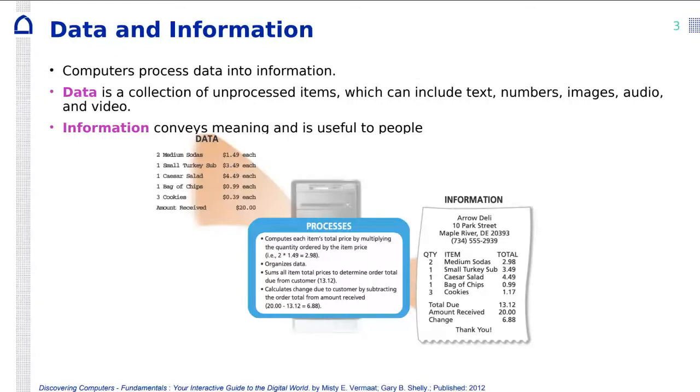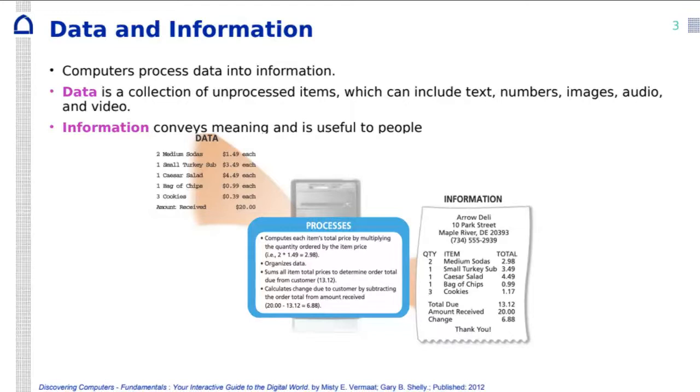There is a difference between data and information. We said that computers process data into information. Data is a collection of raw, or we call it unprocessed, items, such as text, numbers, images, audio, or even videos. So they are unprocessed. Information conveys meaning and is useful for people. So we process the data to make it useful, to make it information.